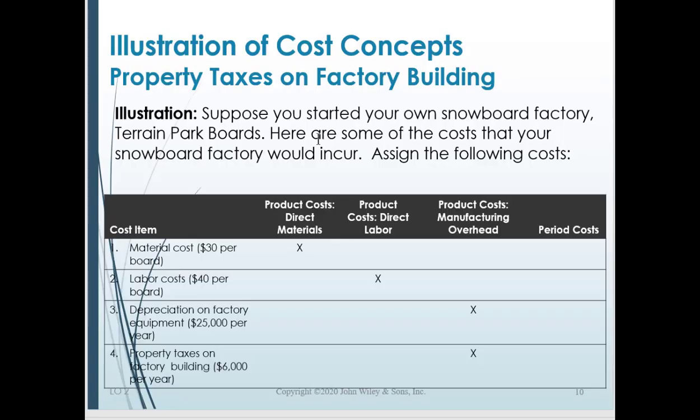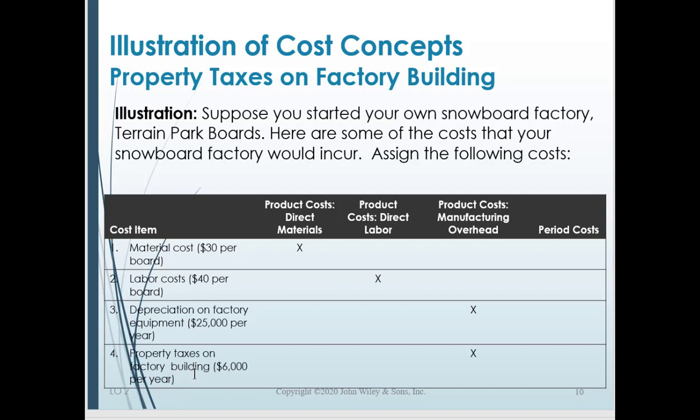So let's look at how some of these work. Here we're going to build snowboards. So what are the costs? How are we going to assign these costs? Well, material, we know that's a product cost, costs $30 per board. It's a direct material. Labor cost, product, direct labor. Depreciation on factory equipment. Well, that's a cost. It's part of production, but we can't assign it to a specific product. So that is a manufacturing cost.